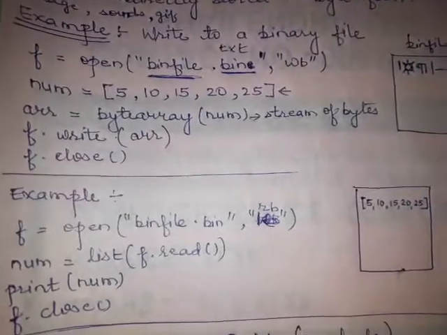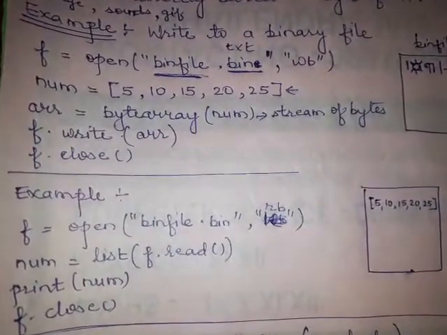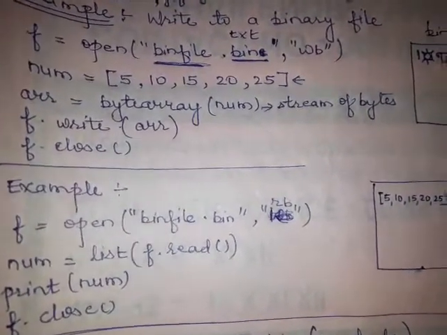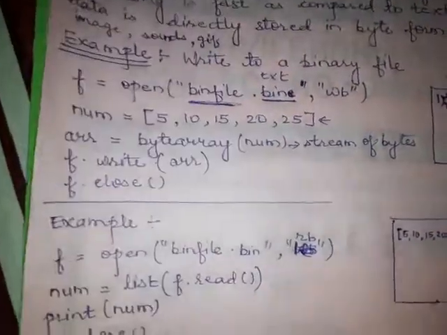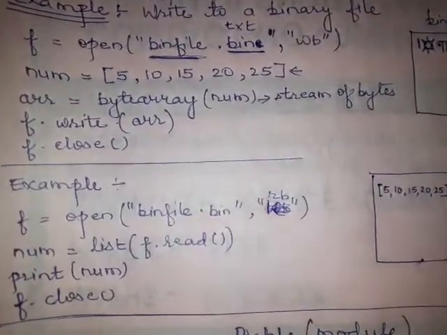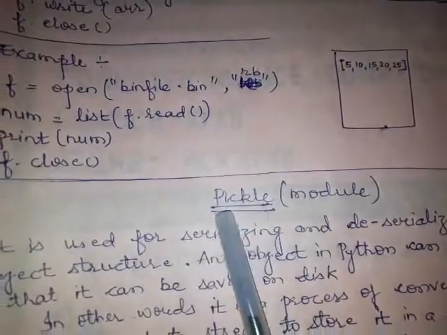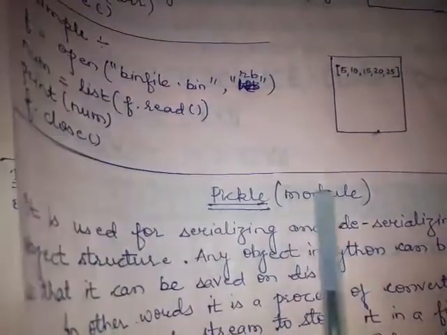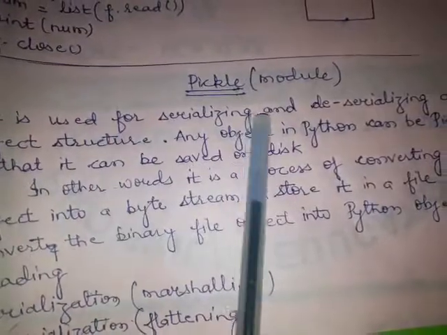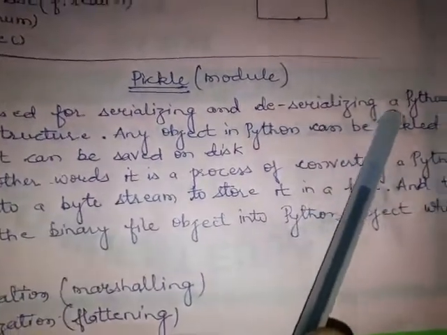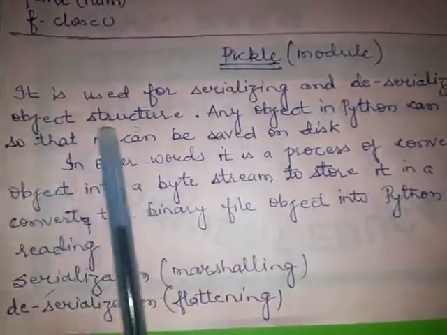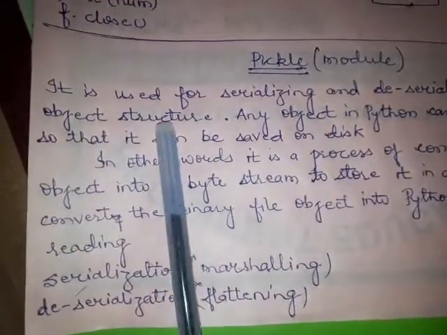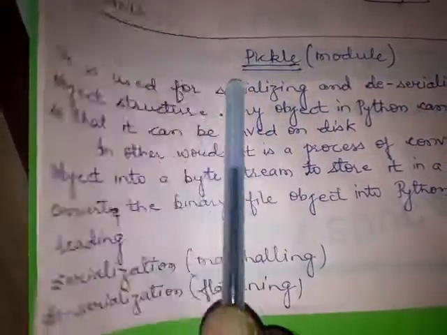So there is a module in Python through which we can write different Python objects, and this module is called the pickle module. It is in your syllabus. So first of all, let us see what is a pickle module. It is used for serializing and deserializing of Python object structure. It means the pickle module converts different Python objects.